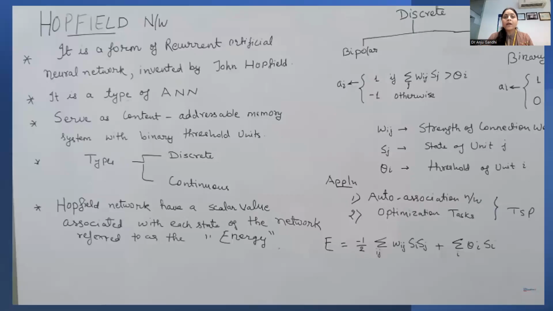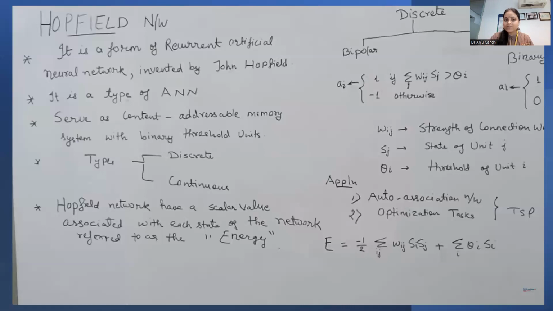Fine. Now, in this feedback network, a very important network that we are going to cover is known as the Hopfield network, right? So, what is a Hopfield network? It is a form of recurrent artificial neural network invented by John Hopfield in 1982. It is a type of ANN that serves as a content addressable memory system with a binary threshold unit. Two types of Hopfield network we have: a discrete and a continuous Hopfield network.